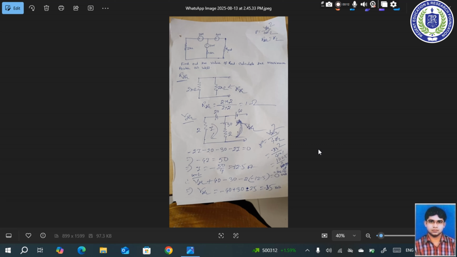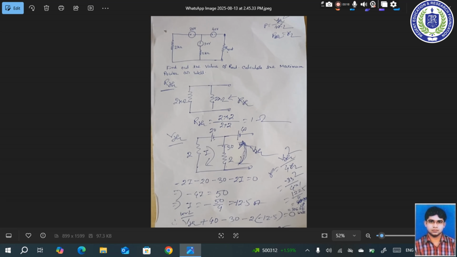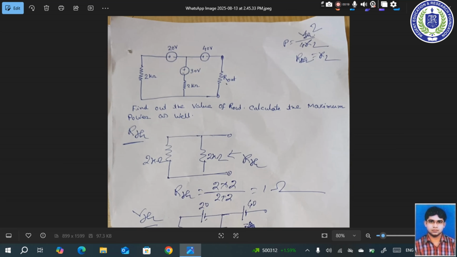The problem is clearly seen: there is a 2 kilo ohm resistance and a 20 volt voltage source, another 30 volt voltage source, and another 2 kilo ohm resistance connected in series. On the other side there is a 40 volt voltage source. Between the two load terminals A and B, a resistance is connected, denoted here as R out. Our problem is to find the value of R out.